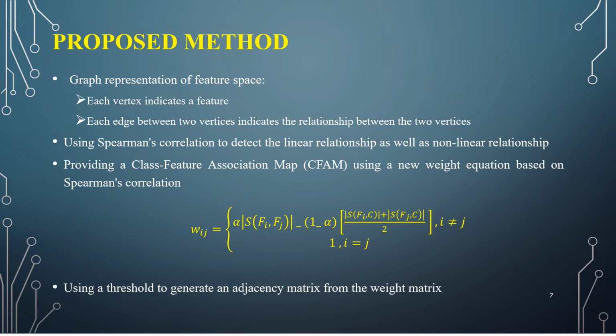According to our weight equation, the redundant features tend to form stronger connections. However, the weight of these connections is reduced depending on the degree of correlation between the features and the class labels. After weight calculation, we use a threshold to generate an adjacency matrix from the weight matrix, so we convert the fully connected graph to a partially connected graph.